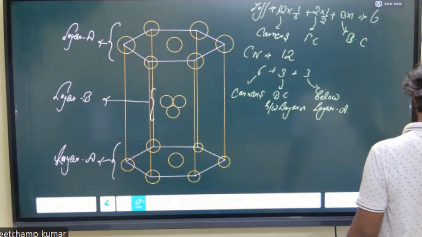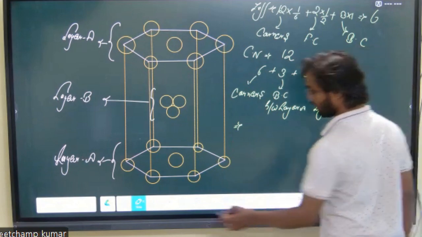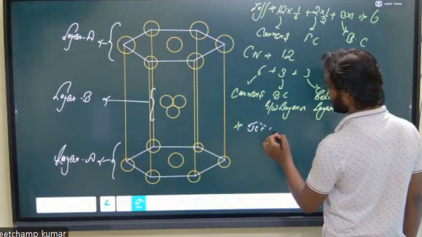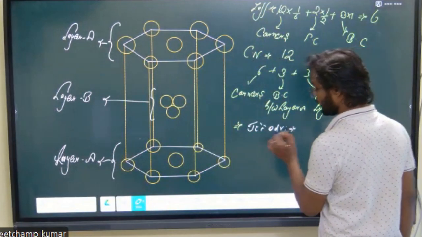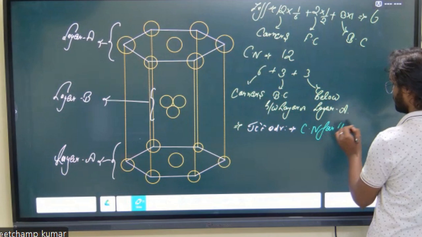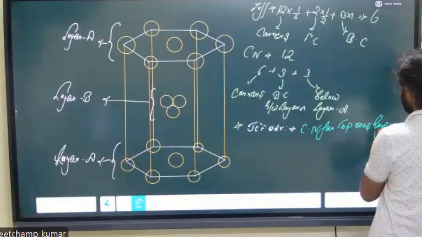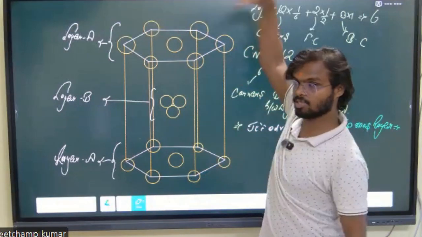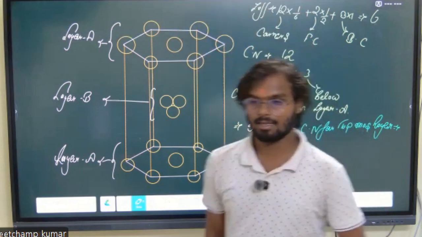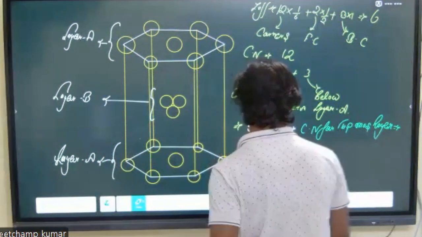Now, next thing: this is a question from JEE Advanced. JEE Advanced just makes small changes. They have asked what is the coordination number for the topmost layer. There must be some topmost layer, since this layer is repeated. At the topmost layer, what is the coordination number? 9. Yes, very good.